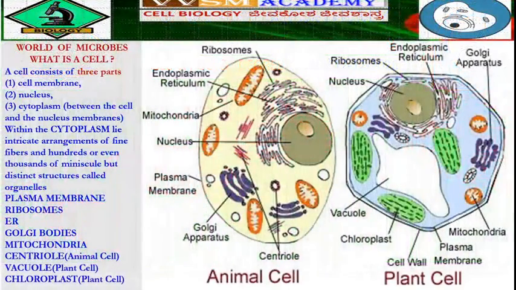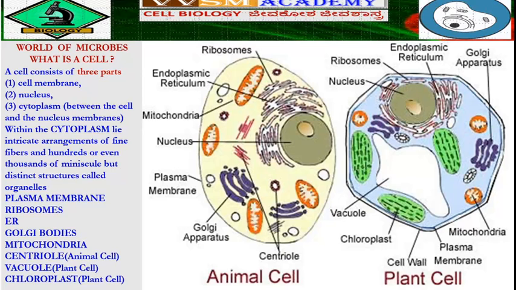My dear friends, world of microbes. What is a cell? A cell consists of three parts: cell membrane, nucleus, cytoplasm. Please remember the three names. With the help of this, you can develop your own concept of explanation about the function and structure of the cell. A cell consists of three parts: cell membrane, nucleus, cytoplasm.